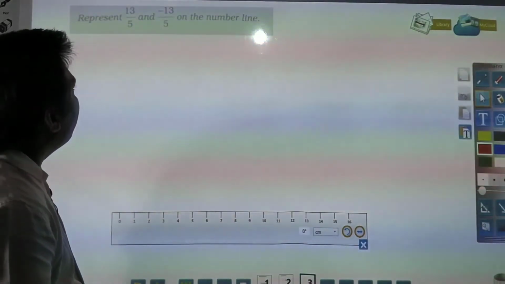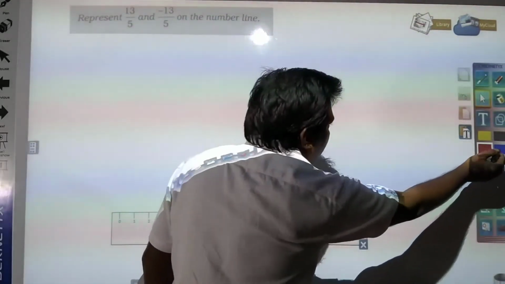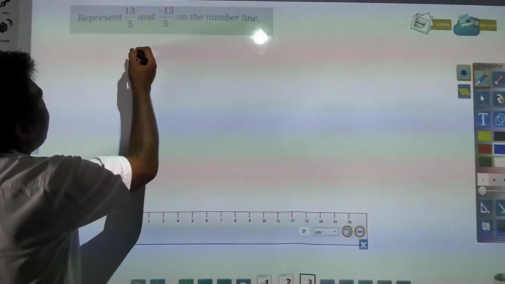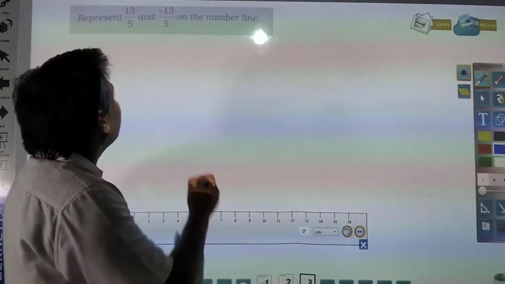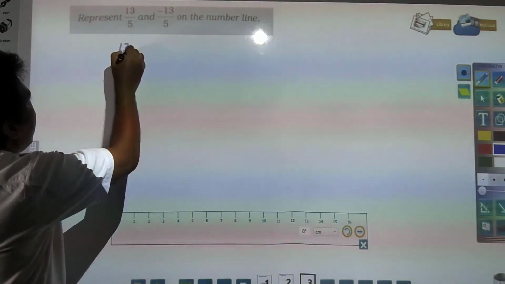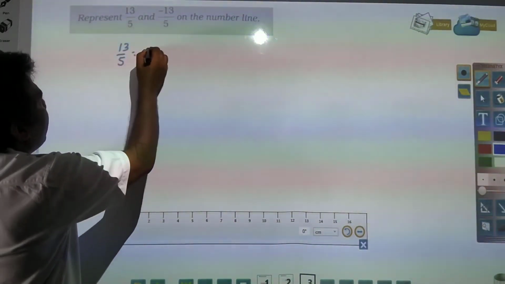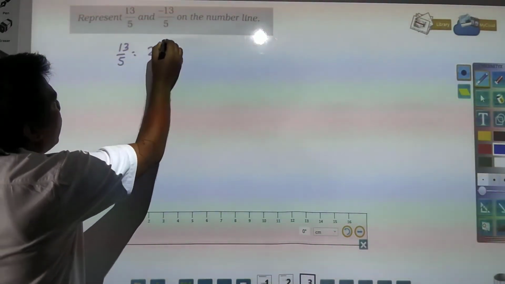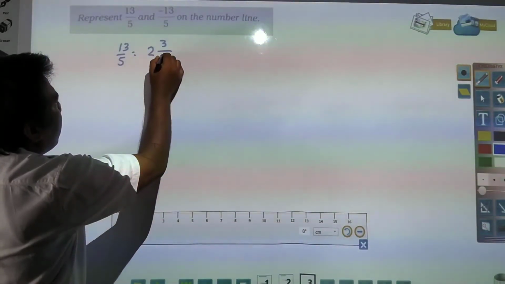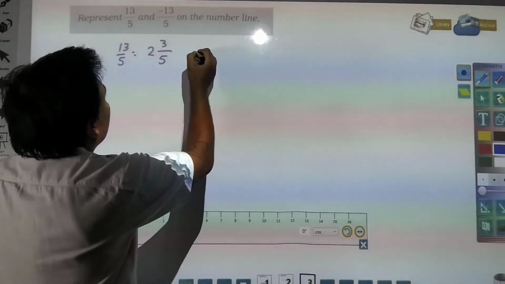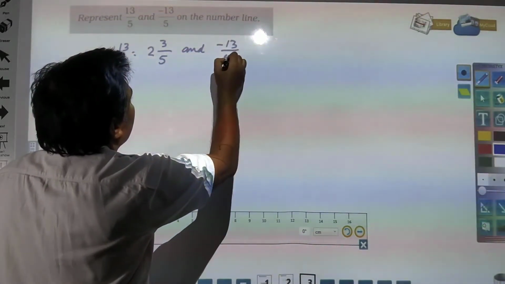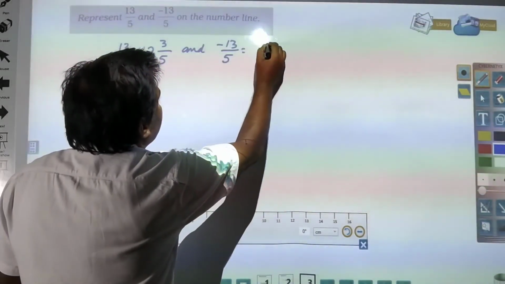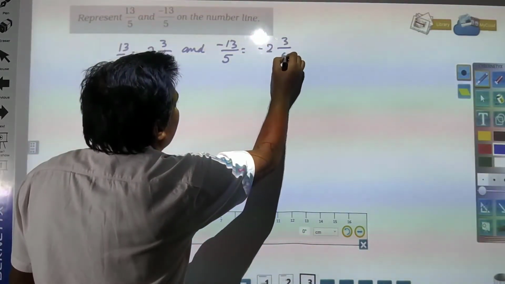See here, you have 13 by 5 and minus 13 by 5. First of all, this is an improper fraction, and it is required to be converted into a mixed fraction. So 13 by 5 can be written as 2 whole 3 by 5, and minus 13 by 5 can be written as minus 2 whole 3 by 5.